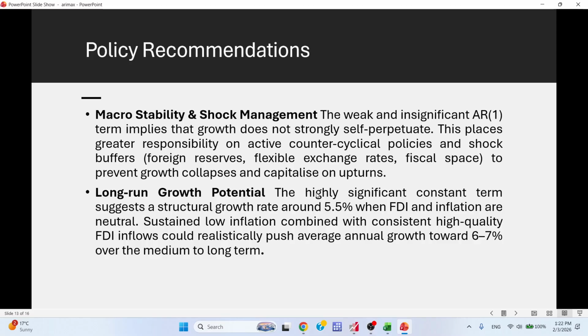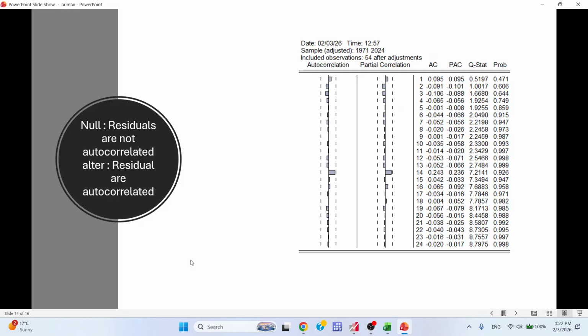So for long-run growth potential, the highly significant constant term suggests a structural growth rate of around 5.5% when FDI and inflation are neutral. It is basically the intercept that shows the average value of the dependent variable when both FDI and inflation are 0. So FDI inflows could realistically push average annual growth towards 6 to 7% over the medium to long term. So next, we want to see whether our residuals are correlated or not.